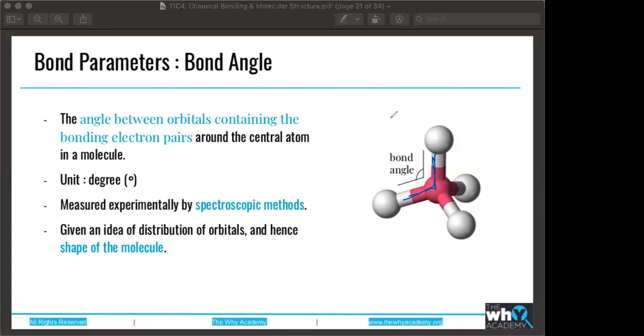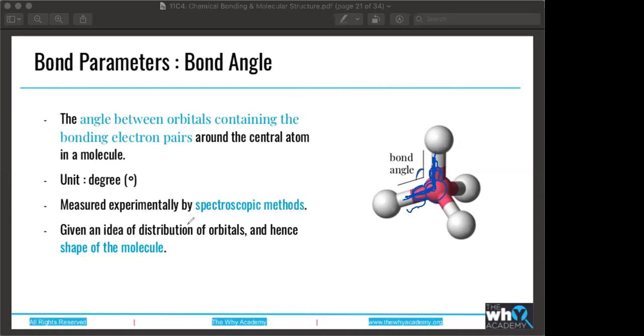It's a little complicated, but the sense of it is the same thing. So you have the central atom. The central atom has orbitals containing its electrons. Now the angle between this orbital and this orbital, this has one bonding pair of electrons, this has the other bonding pair of electrons, so the angle between these two is the bond angle. And the unit is degrees, how you measure all the bond angles. This also can be measured by spectroscopic methods.